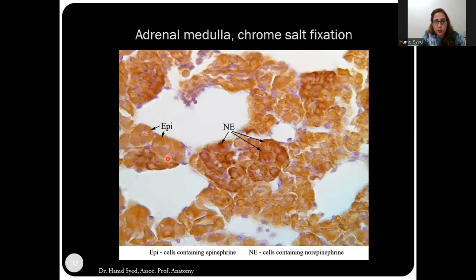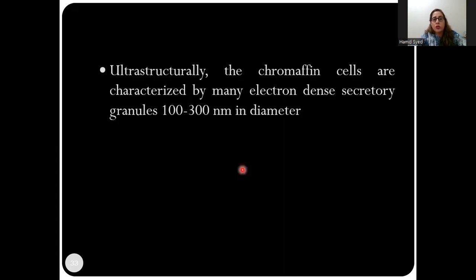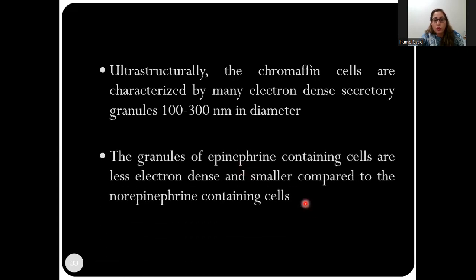If you observe closely, if you follow my laser pointer, you can see that the cells of the region which contains granules of epinephrine appear slightly different from the cells with the granules containing norepinephrine. This is because the granules of epinephrine are less dense and smaller in comparison to those of norepinephrine. Ultrastructurally, the chromaffin cells are characterized by many electron-dense secretory granules, which are 100 to 300 nanometers in diameter. The granules of epinephrine-containing cells are less electron-dense and smaller compared to the norepinephrine-containing cells.